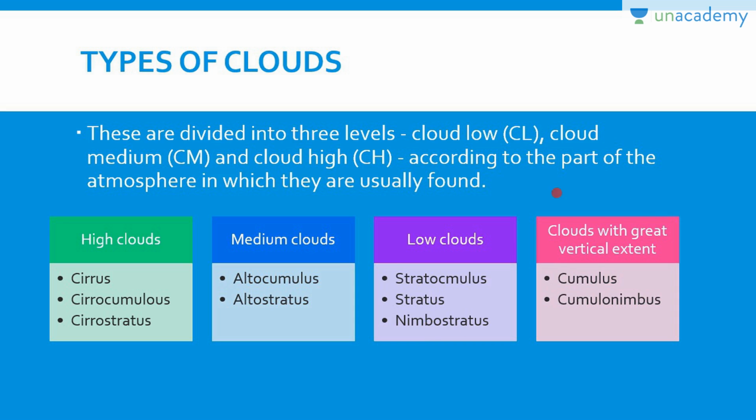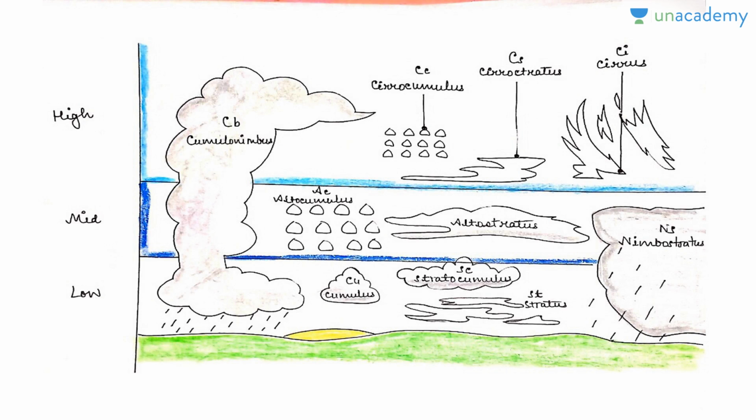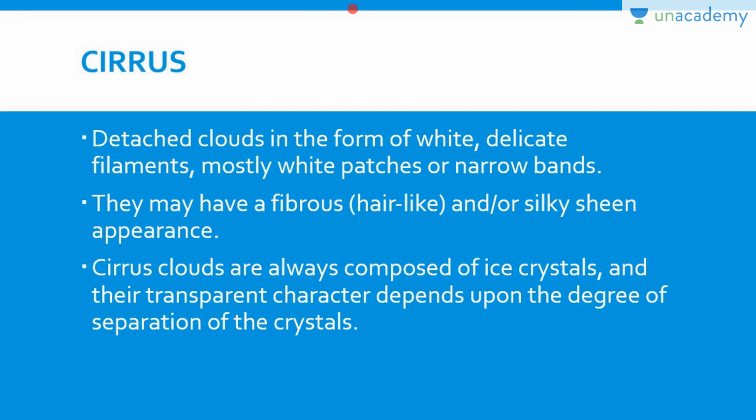Now there are clouds with great vertical extent. Their height may range from 2,000 to 30,000 feet, and they are further classified into cumulus and cumulonimbus clouds. Now let's discuss each in detail. So these are the three high clouds from 20,000 to 40,000. These are the alto clouds, that is medium clouds, from 7,000 to 20,000. These are the low clouds below 7,000, and these are the clouds with great vertical extent. You can see it here, cumulonimbus and the cumulus clouds. So let's discuss each in detail.